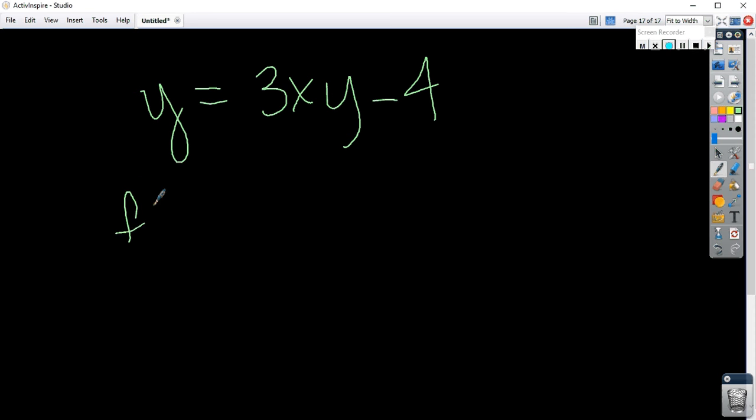How about this one? It is linear. If you can ever get it back in the form mx plus b, it is linear. Okay? One more.